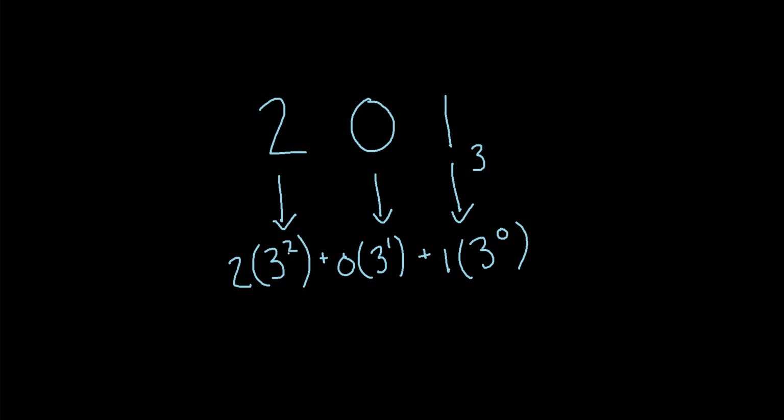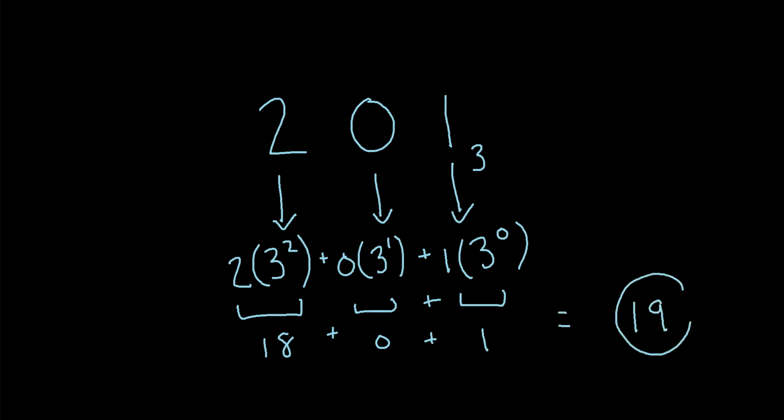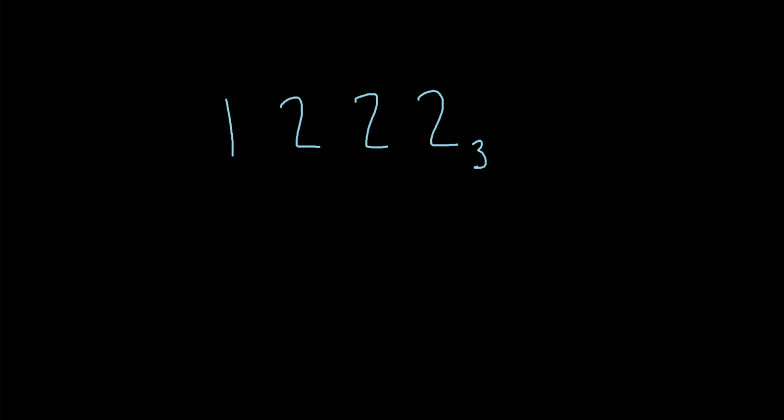So what do we get? 3 to the second, that's 3 times 3, which is 9. So 2 times 9, this is 18. Plus 0 times 3, that's just 0. Plus 1 times 3 to the 0. We said 3 to the 0 is just 1, so this is 1 times 1, which is 1. So our final answer is 18 plus 0 plus 1, that's 19. So the base 3 number 201 corresponds to 19 as a base 10 number.